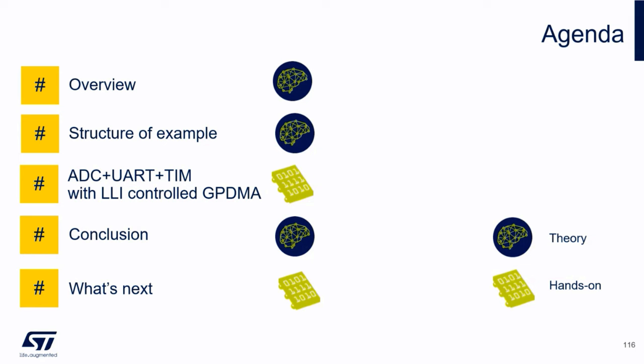Then we will use some example with the ADC and UART using the linked list item controlled GPDMA. Then have some conclusion, and then in the cheat sheet there are some additional steps you can play with.